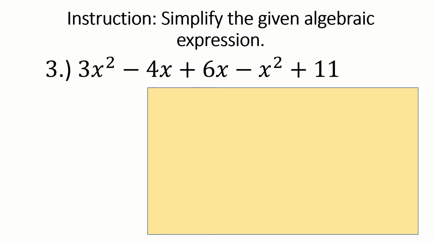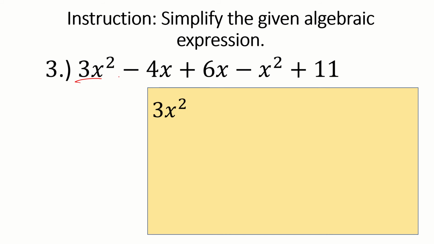Let's have our third example. We have 3x squared minus 4x plus 6x minus x squared plus 11. So let's try to identify the like terms. Okay, we'll start with 3x squared. Perhaps we will put the like terms next to each other.